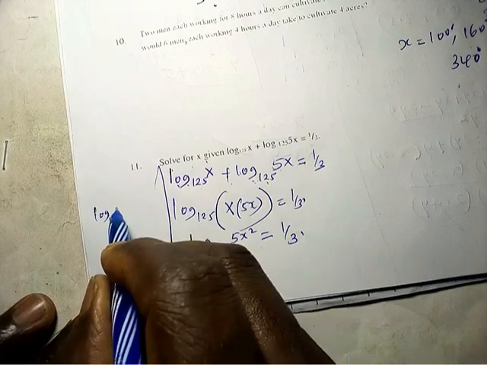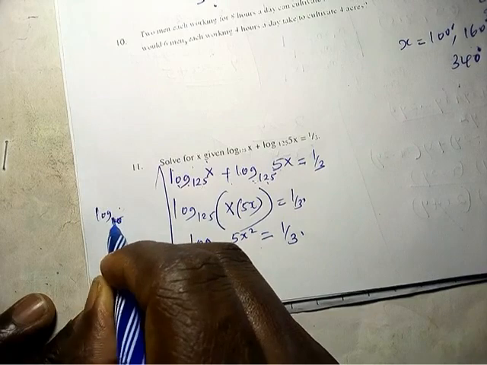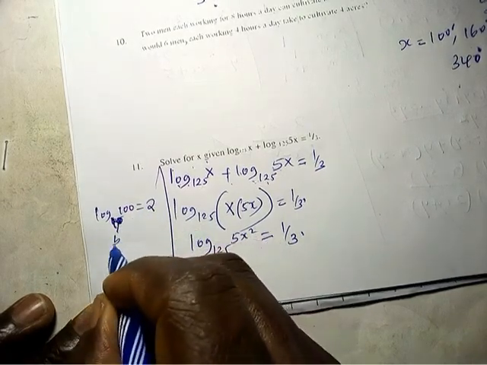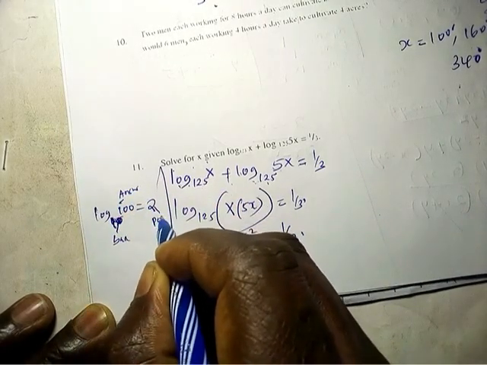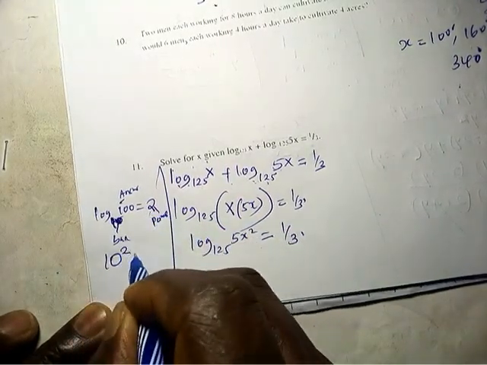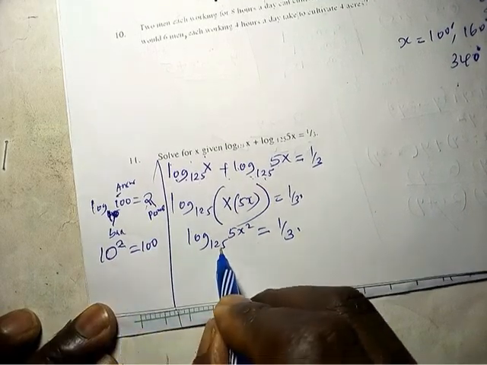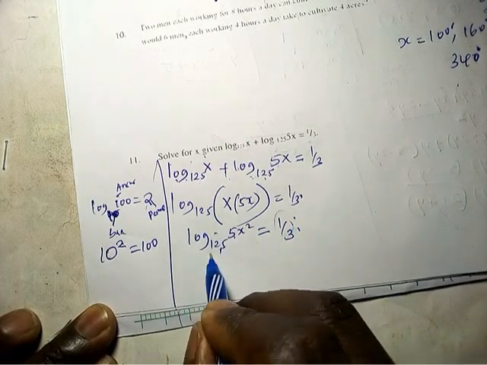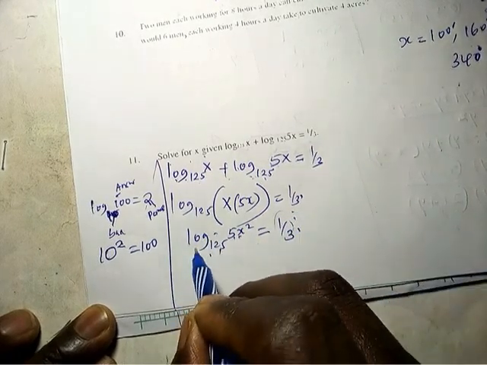But remember, let me take log 100 base 10 equal to 2. This one is the base, this one is the answer, and this one is the power. What I mean is the base is going to be 10, the power is 2, 10 raised to power 2 is 100. So this is the base, this one is going to be the power, and this one is going to be the answer. The base, the answer, the power. And I will do away with the log.